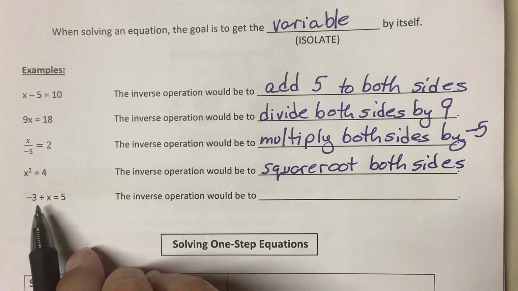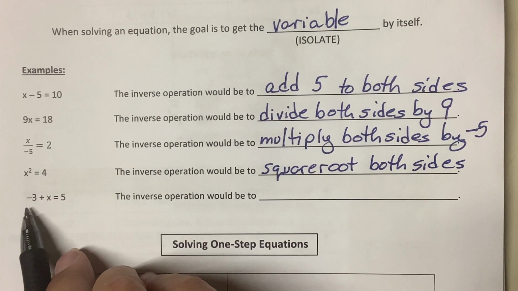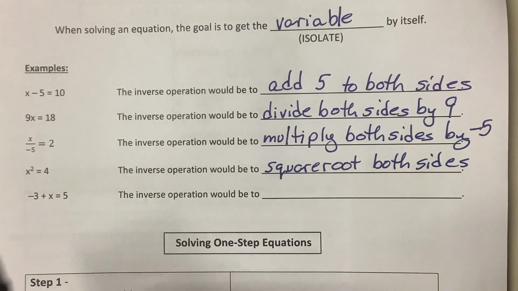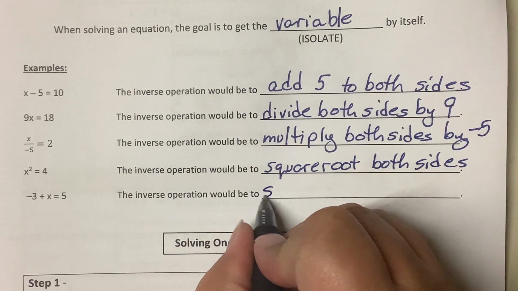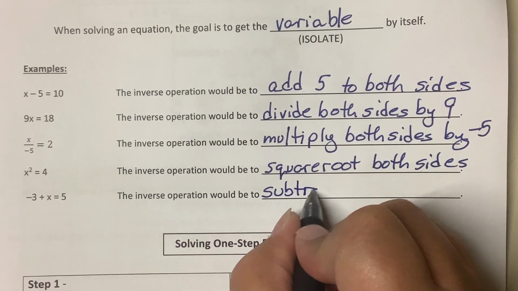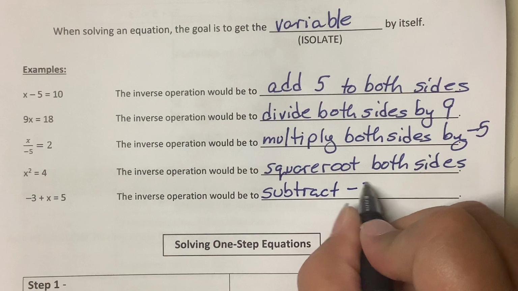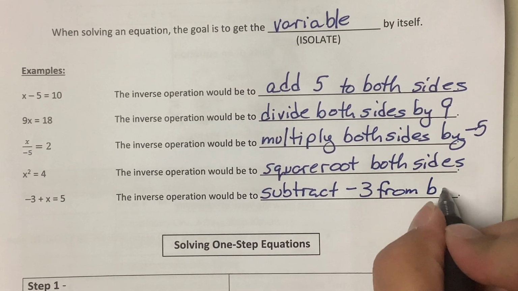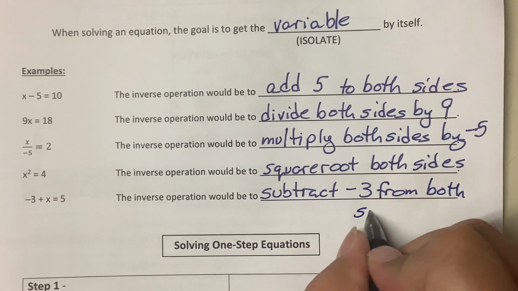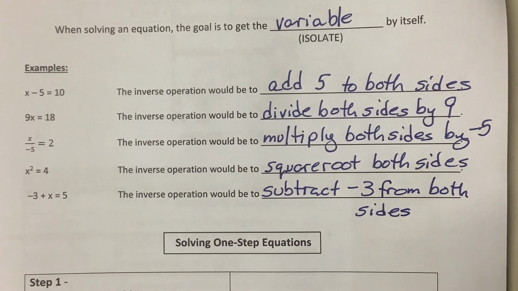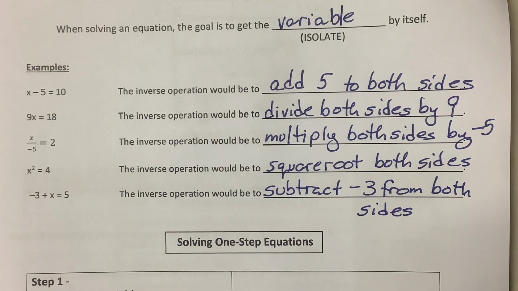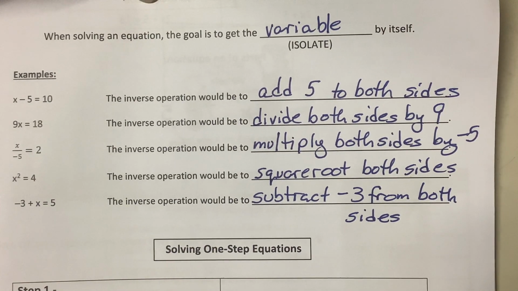Here, the operation is addition. -3 is the number, but the inverse would be to subtract -3 from both sides. Notice that every single phrase has both sides involved. Every answer is on both sides. You have to do the inverse to everything.